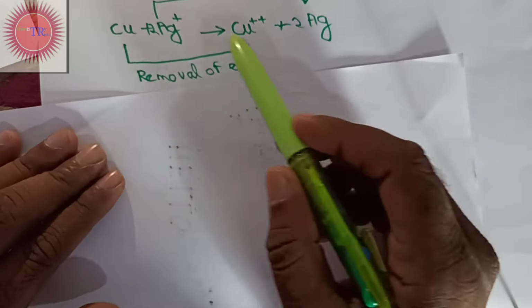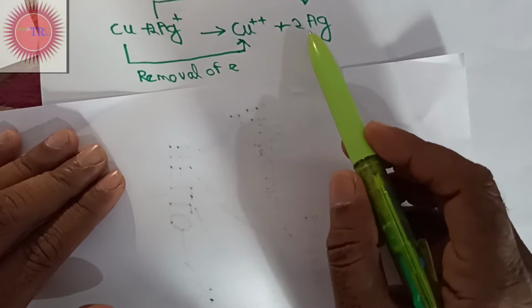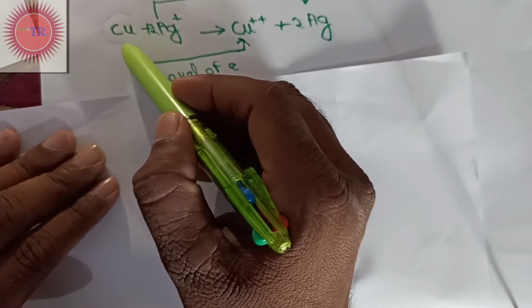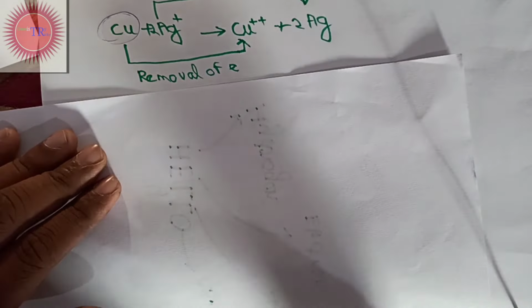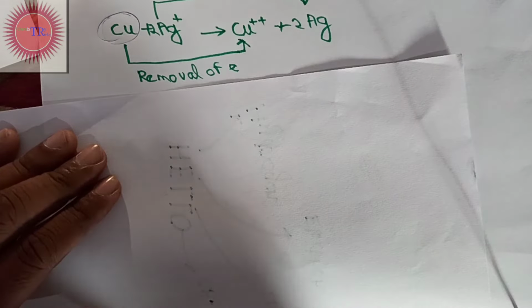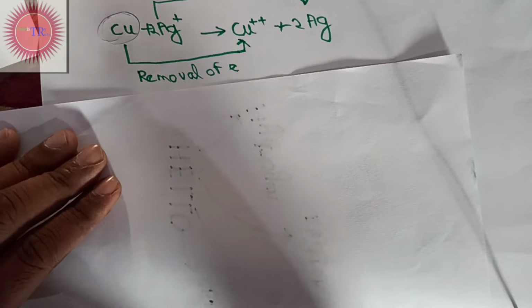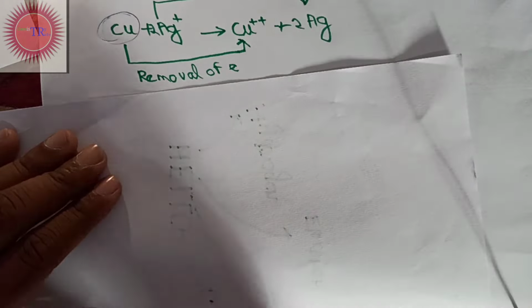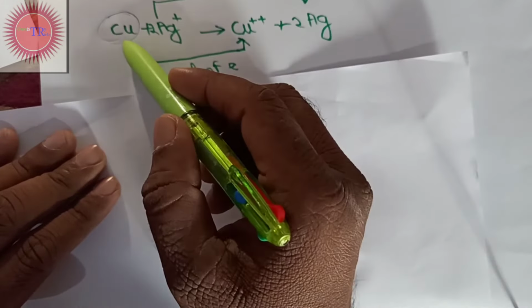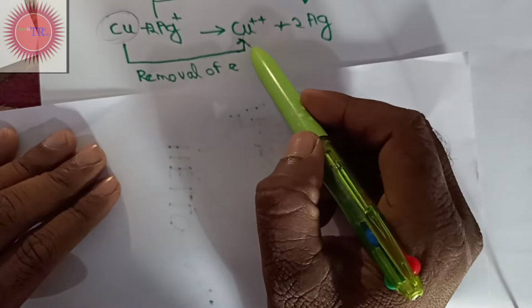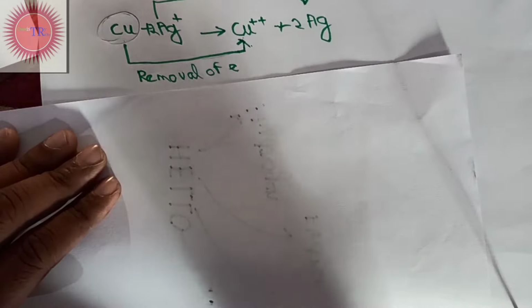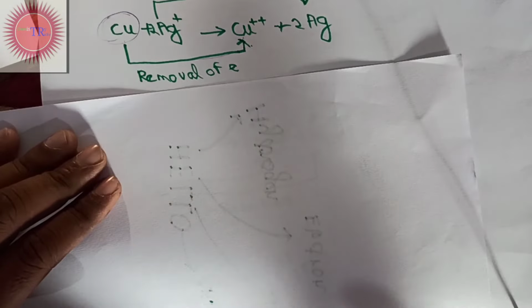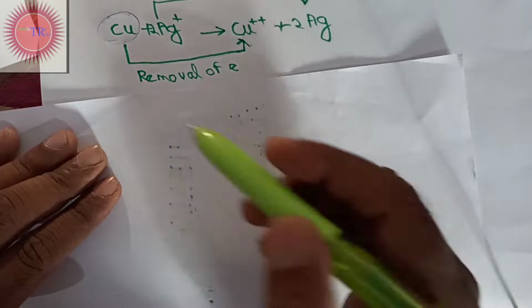Cu plus 2Ag gives Cu double plus and Ag. Here Cu becomes Cu double plus, so the charge increased. It means the negative part is removed. What is the negative part here? Electrons. It means here happens removal of electron. Positive charge will be increased, because the negative particles go away. So negative means electron goes.